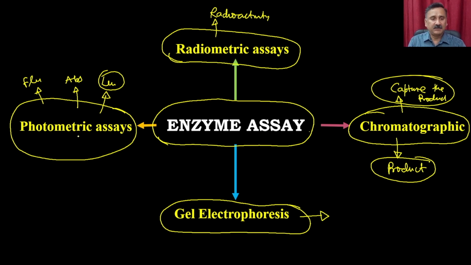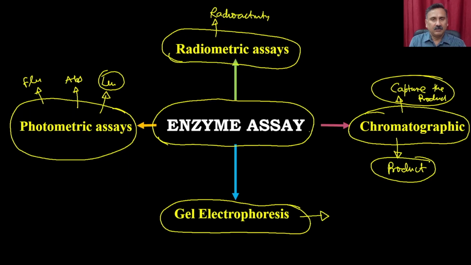So let's start first with the photometric assays, and we'll discuss different aspects of photometric assays, what the different precautions are that you should take when you are setting up the photometric assays, and we'll discuss the UV-visible spectroscopy as well as the fluorescence spectroscopy, how you can exploit these techniques for setting up fluorometric assays and photometric assays, and how you can utilize that for measuring the enzyme activity.